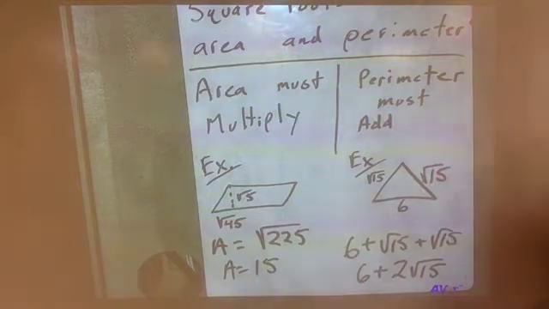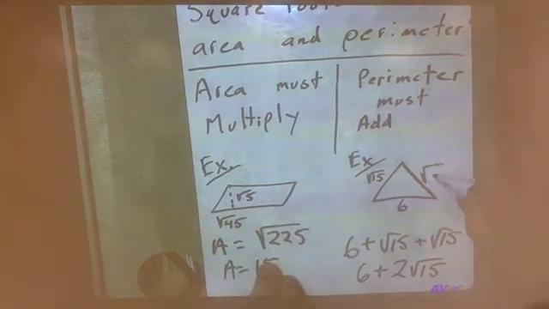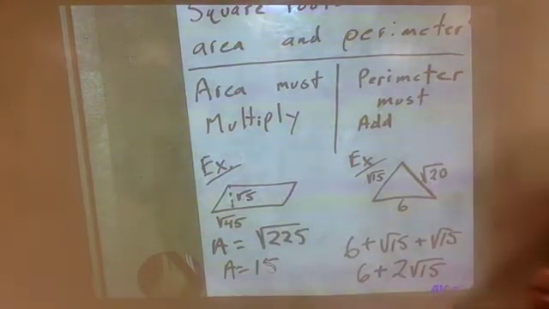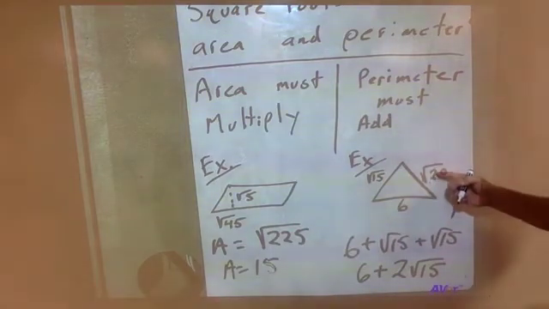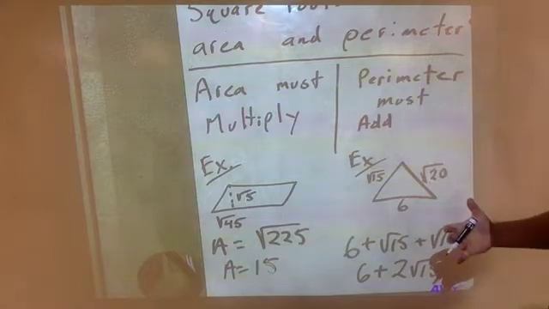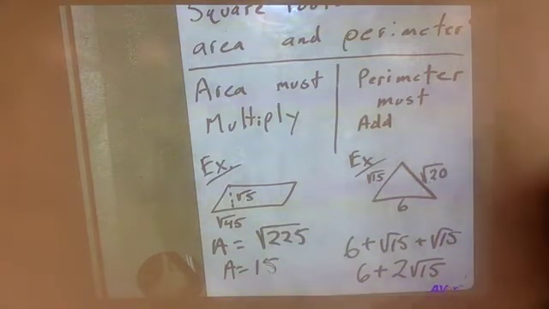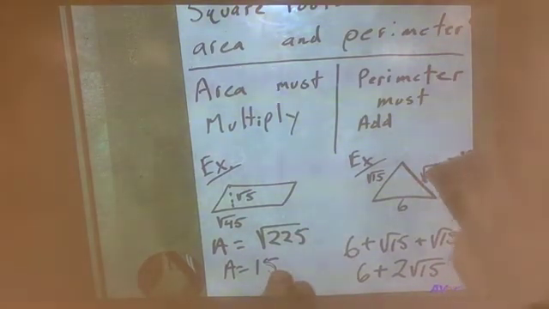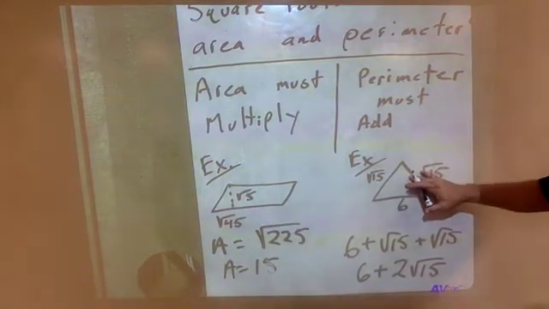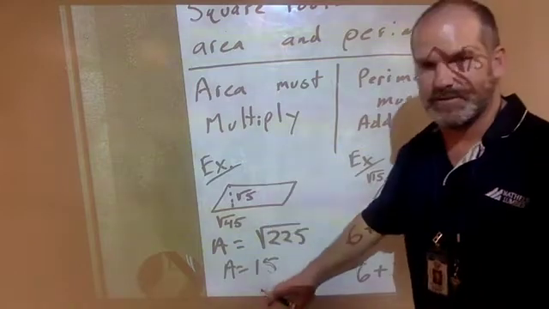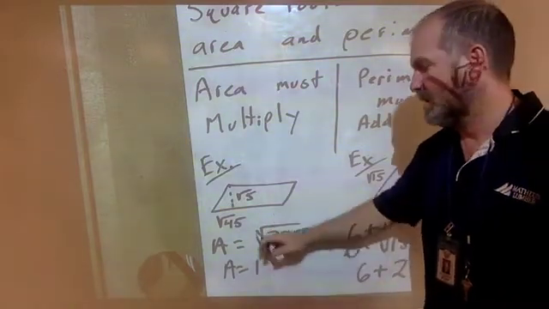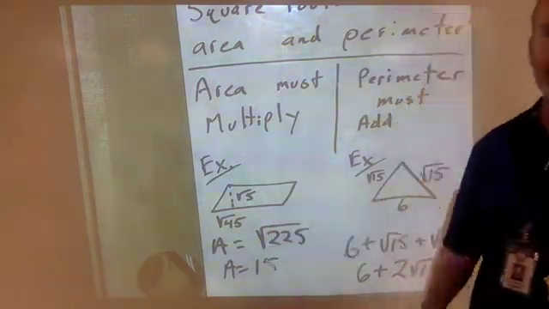When that was a 20, those were not like terms. You could think of the square root of 15 as the x and the square root of 20 as the y. You don't add x and y together. They're not like terms. So adding square roots is like combining like terms. They have to be the same. Multiplying square roots is just like regular multiplying. Keep your answer in a square root symbol.